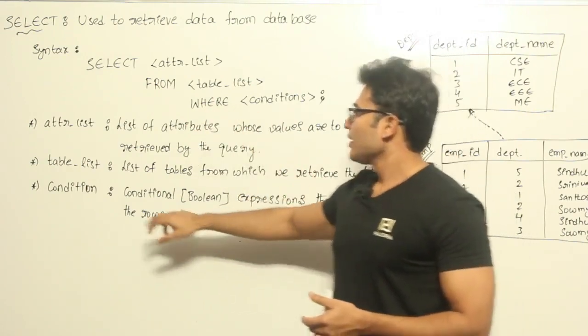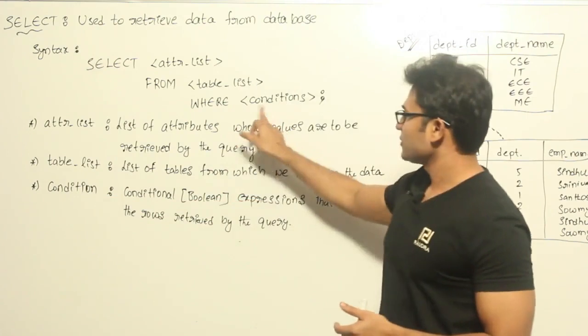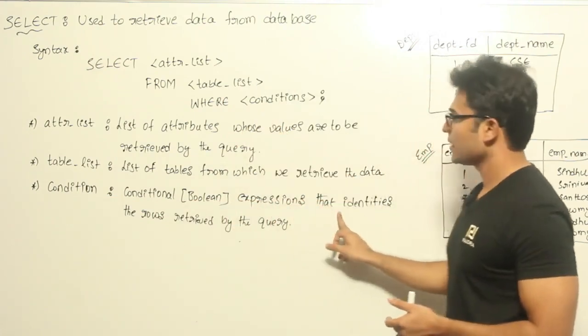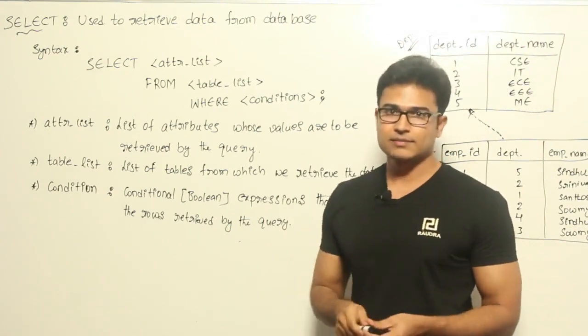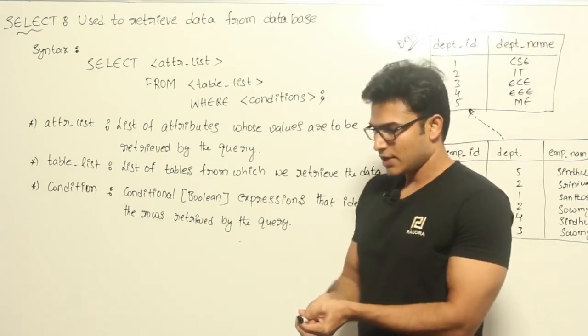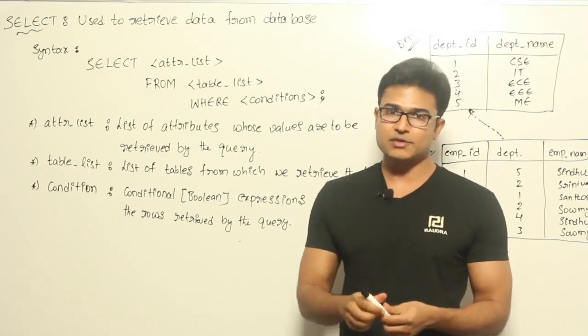Okay, and now the condition. The condition here is a conditional expression that identifies the rows to be retrieved by the query. How it works is, this where condition is exactly similar to the selection condition that we apply in relational algebra.